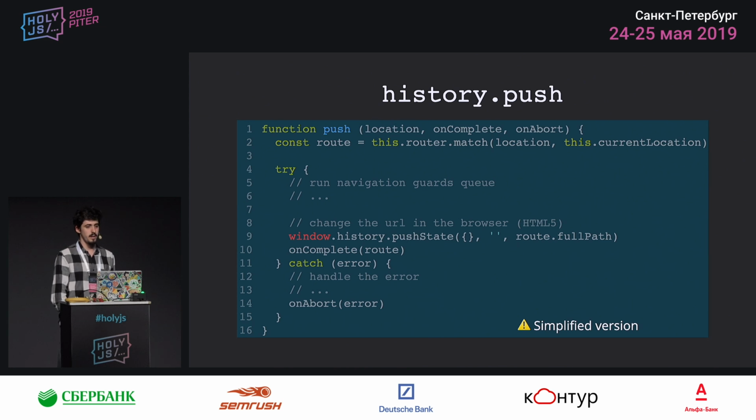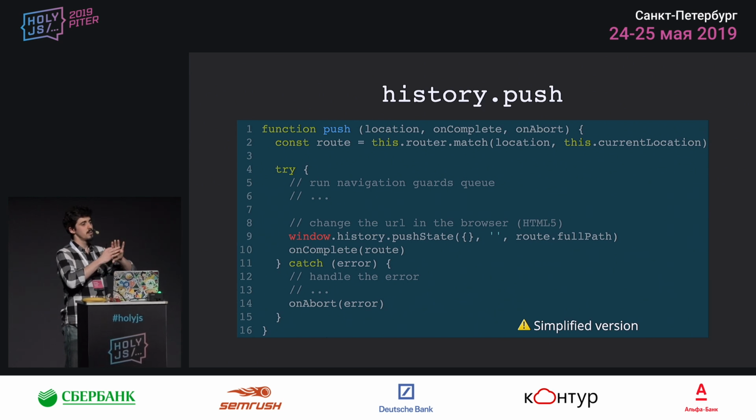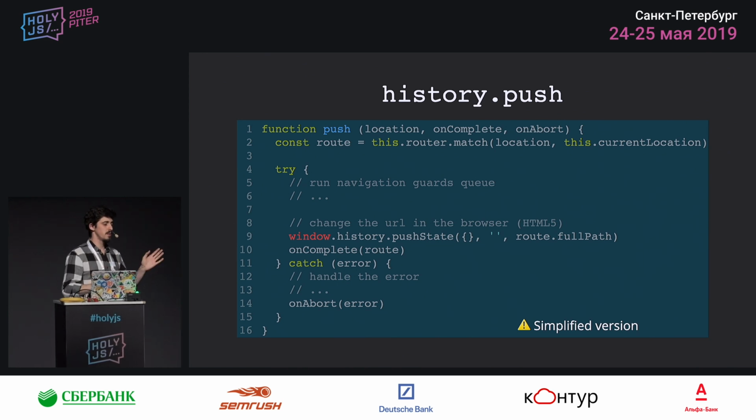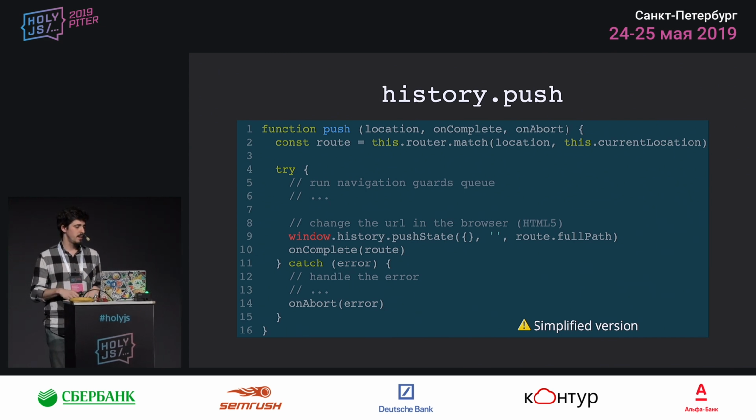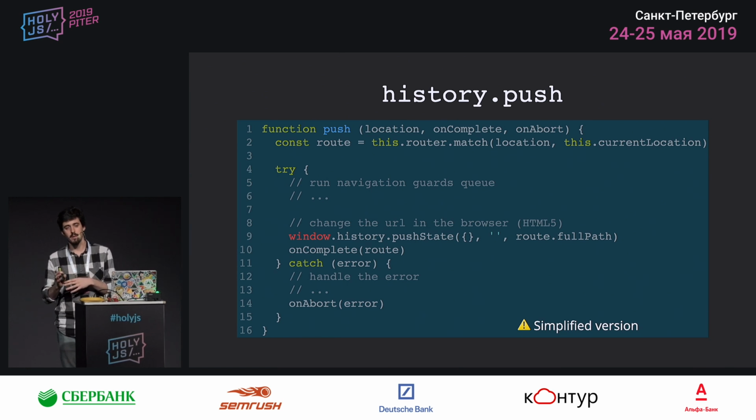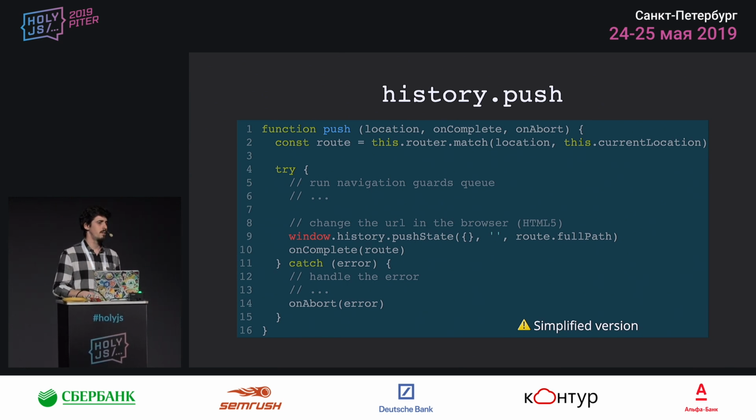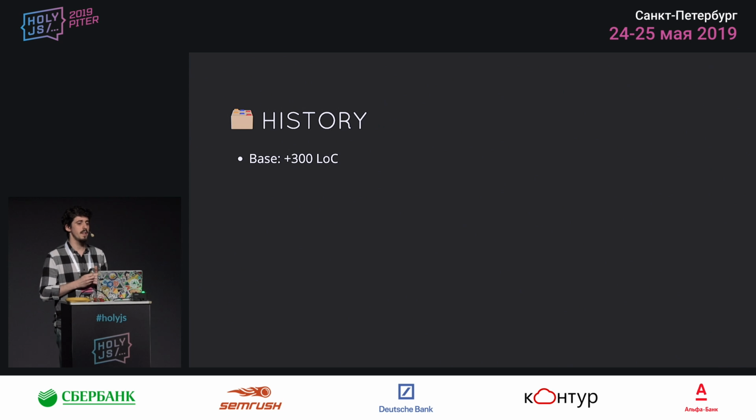And then what we have under there is a try catch. So we're going to have the navigation guard queue run. And if it works, we're going to change the URL by calling window.history.pushState. This is the case for the HTML5 implementation. For the hash, it will be something else. And then we're going to call the onComplete with the route as we resolved it. And then we have a catch with an error saying, okay, if we fail, if we have a redirection, or if we abort the navigation, we're going to catch that error and handle it somehow, and then call onAbort.